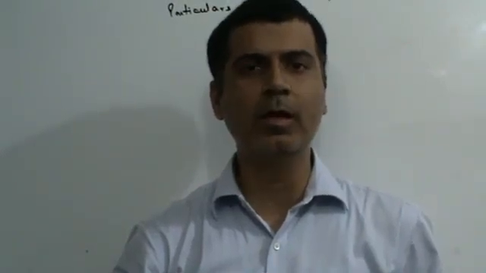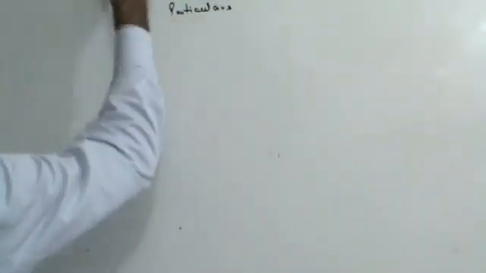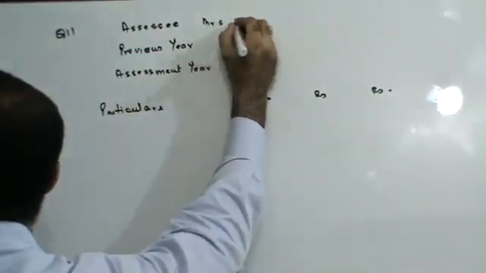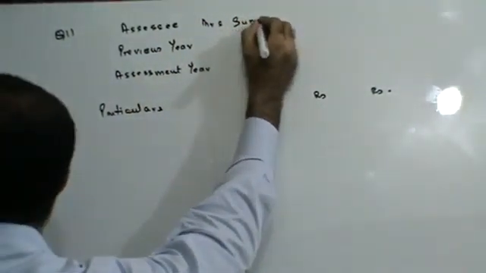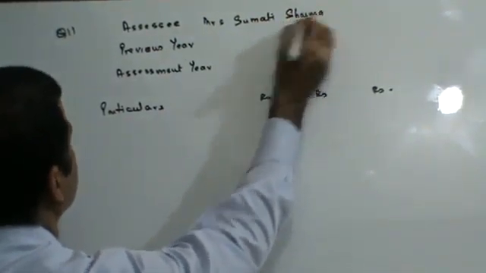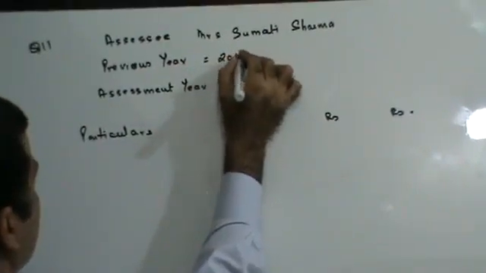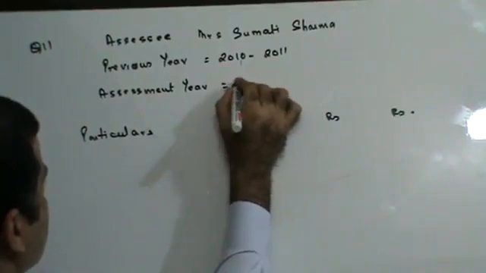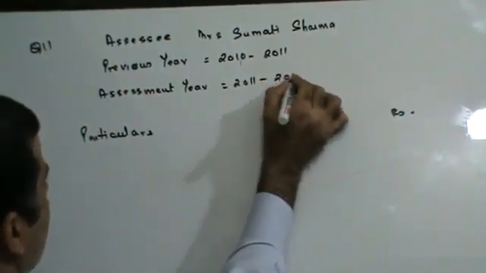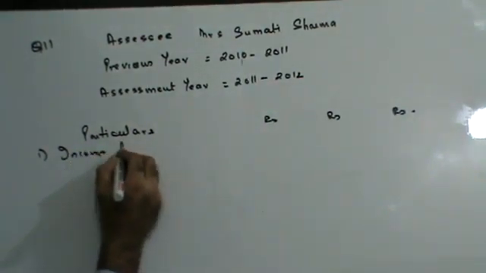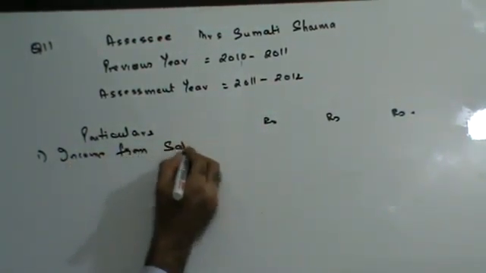I am Sunil Nirvani and today we will be doing this chapter called computation of total income. We want to do question number 11 today. Mrs. Sumiti Irani Sharma, 2011-2012. Income from salary.